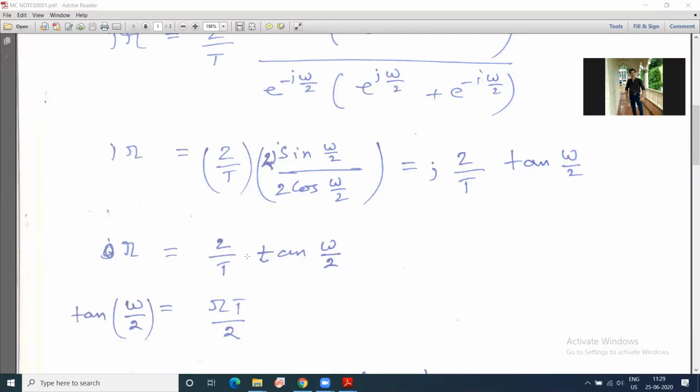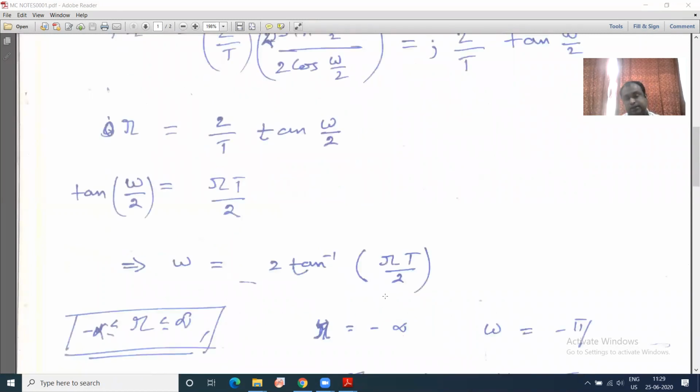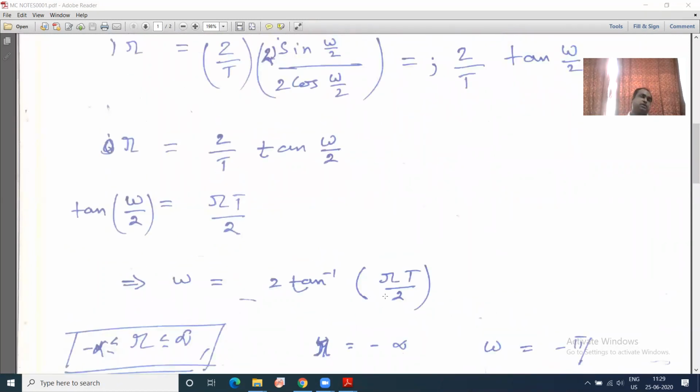Now, tan omega by 2, I can write as capital omega into t by 2. Then I write omega equal to 2 tan inverse of capital omega t by 2. Now, analog frequency omega, what is the minimum value of analog frequency omega? It will be minus infinity, isn't it?